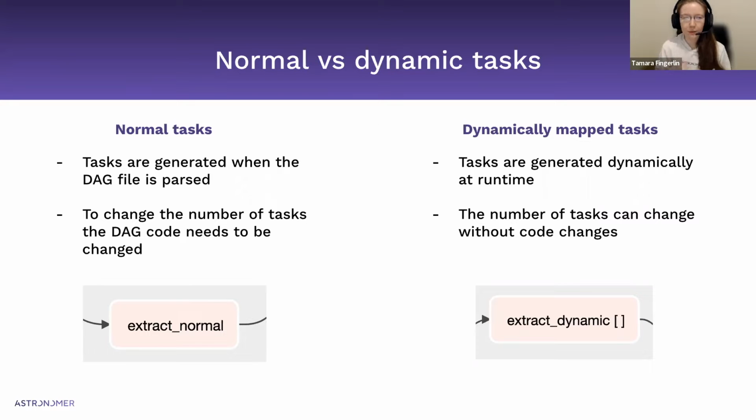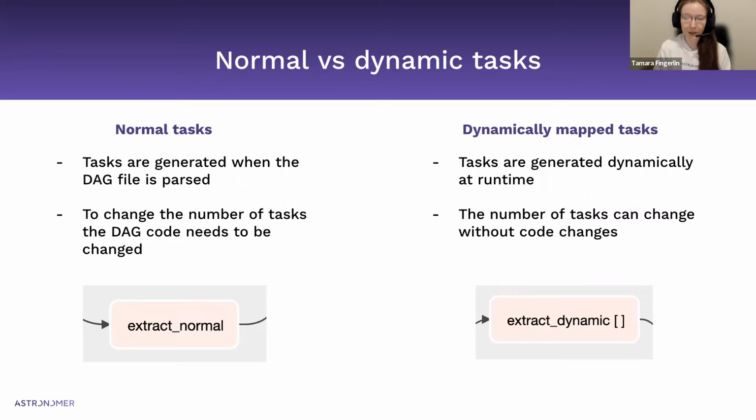And to change the number of tasks in this situation, you have to actually change your DAG code. If you want another task, you have to either define a new one, or you have the tasks in a loop and you have to make the loop run more times. But every change in the number of tasks needs a change in the DAG code.